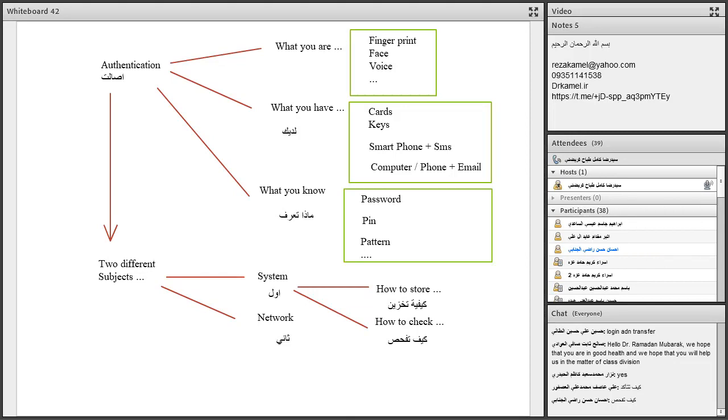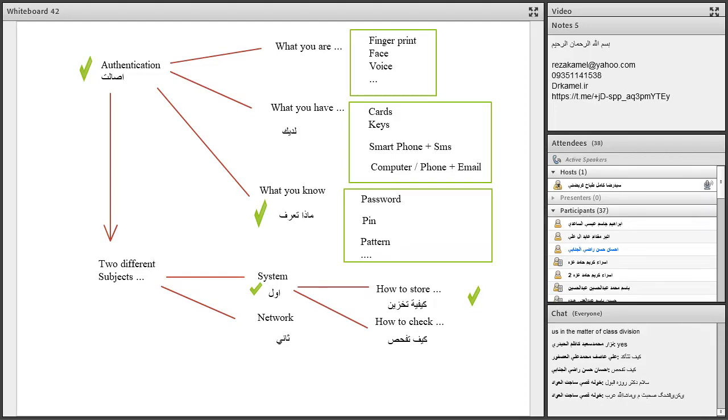So for storing, now in this chapter we want to discuss esalat, and then we talk about what you know, or passwords. The first thing we discuss is in systems: how to store the password in the files, because the files are general and everybody can access them. So how do we store it to make it confidential, or مؤمّن, how to make it secure.